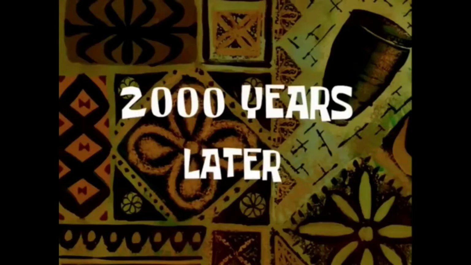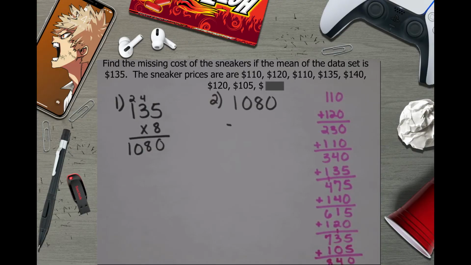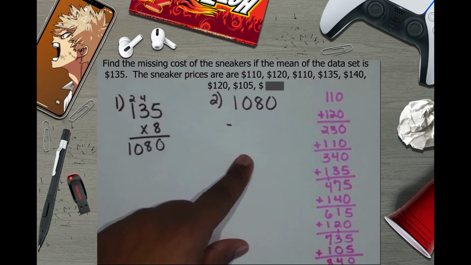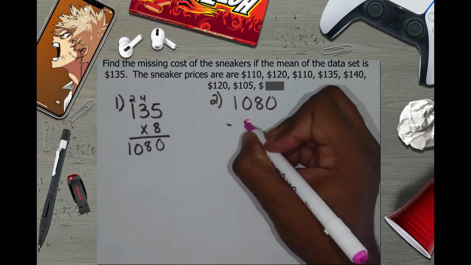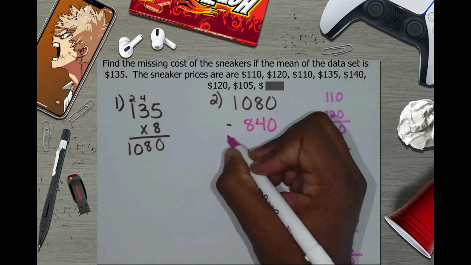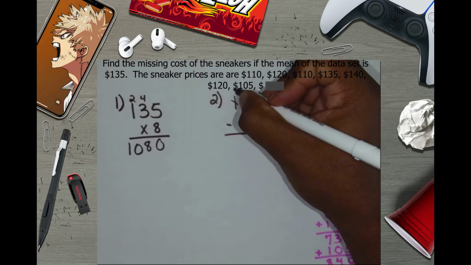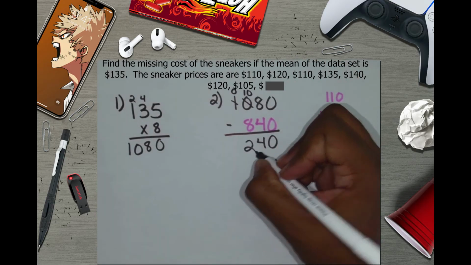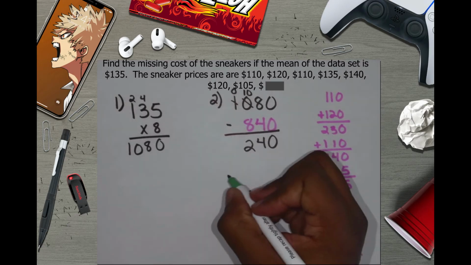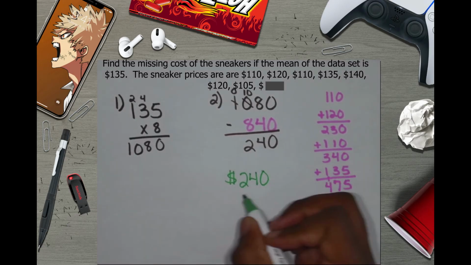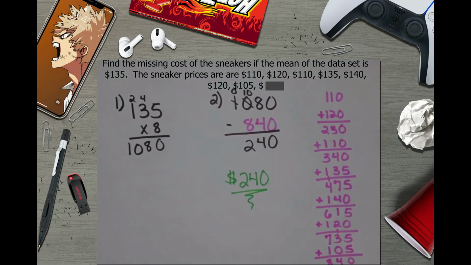All right, so I added it all together and almost ran out of space, but as you can see, it gives me 840. I'm gonna subtract 840 from that 1,080. 0 minus 0, 0, 8 minus 4 is 4. Can't do 0 from 8, so I have to borrow. That's gonna go down to a 0. Giving 10 over to this, so 10 minus 8 is gonna be 2. So my answer is going to be $240 for the missing pair of sneakers.